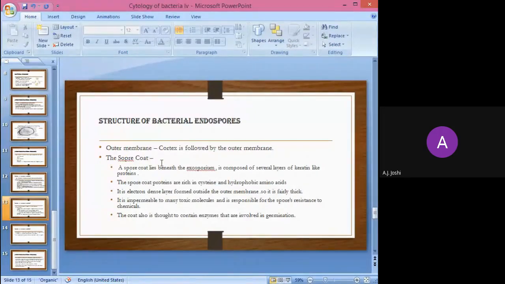So the cortex is followed by the outer membrane. Then it is followed by the spore coat.